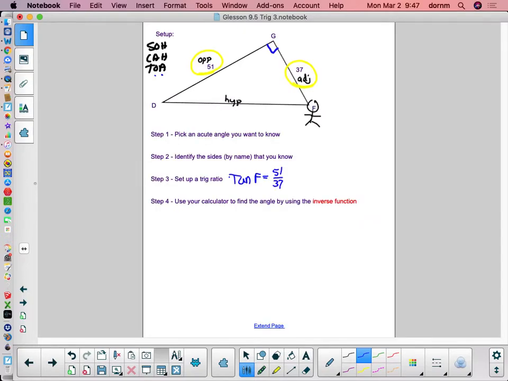Now we do the inverse function. Now we go to the tangent inverse button. And we put in our ratio, 51 over 37. And we will get out our angle. So we go to our calculator, put in our second function tangent, and then 51 divided by 37. Don't use the fraction key. Make sure you hit the right numbers. Check your equation to make sure it has the right function and the right numbers in it. Hit enter, and I get 54.0 degrees.